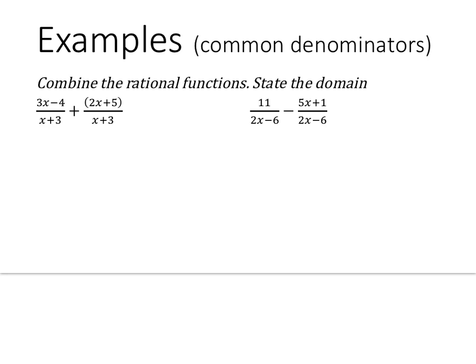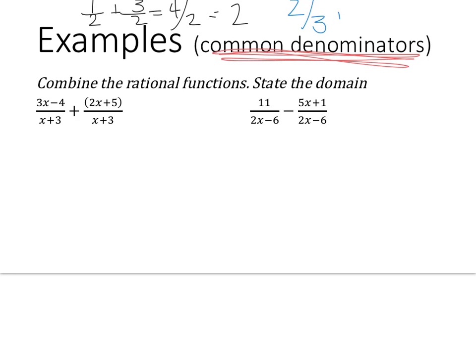So here's 2 examples, and these are the examples where we do have common denominators. So we need to combine the rational functions and state the domain. One thing you need to remember, when you're adding fractions, I'm only able to add together fractions with common denominators. So like 1/2 plus 3/2 is 4/2, which is eventually 2. One thing you're not able to do is add 2/3 to 1/2, not easily. I have to change my denominators to match them so that all I have to do is add up my numerators. So as you see here, my denominator for both is x plus 3.